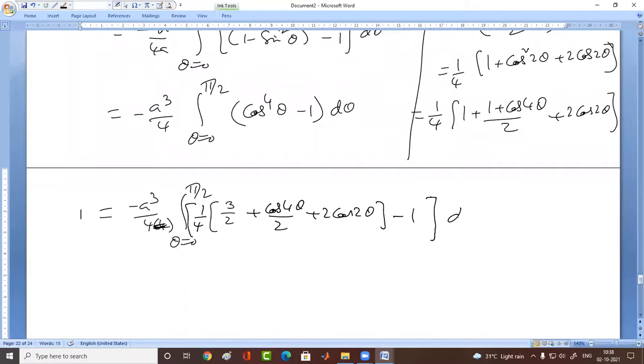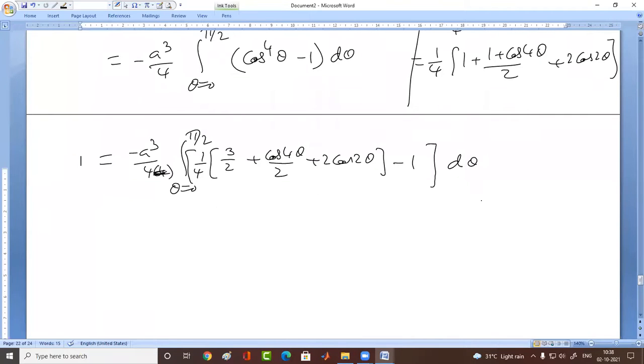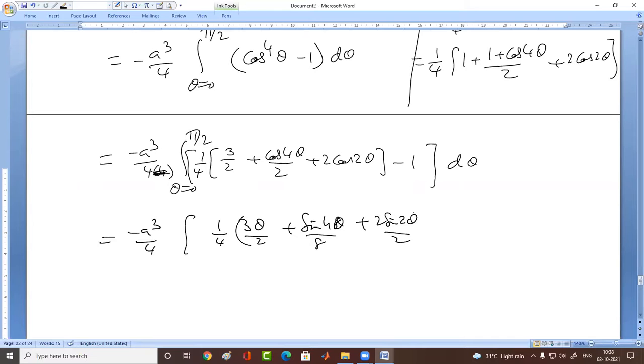d theta. Now integrate minus a cube by 4, 1 by 4 into 3 theta by 2 plus sine 4 theta by 8, 4 theta by 8 plus 2 sine 2 theta by 2 minus theta, 0 to pi by 2.